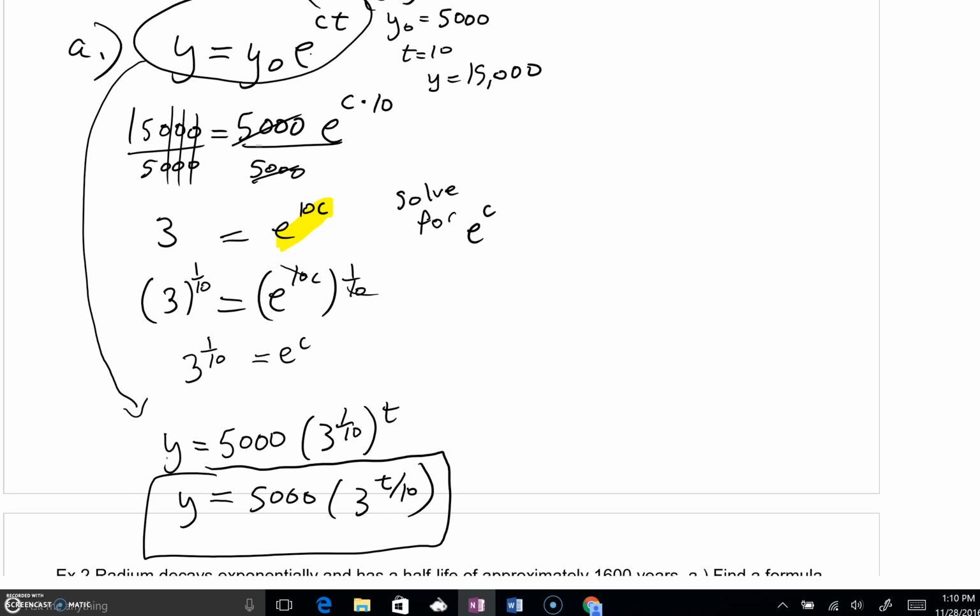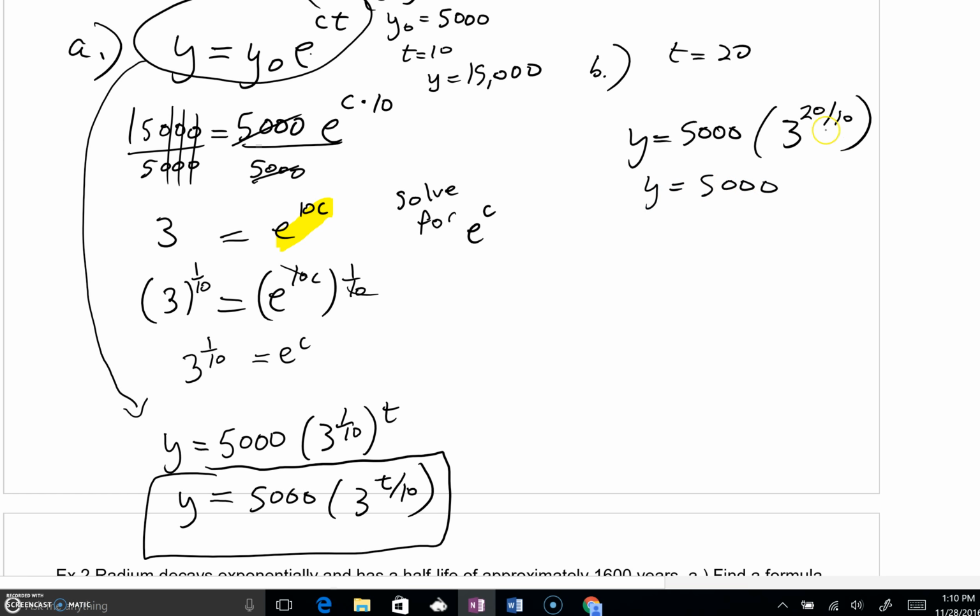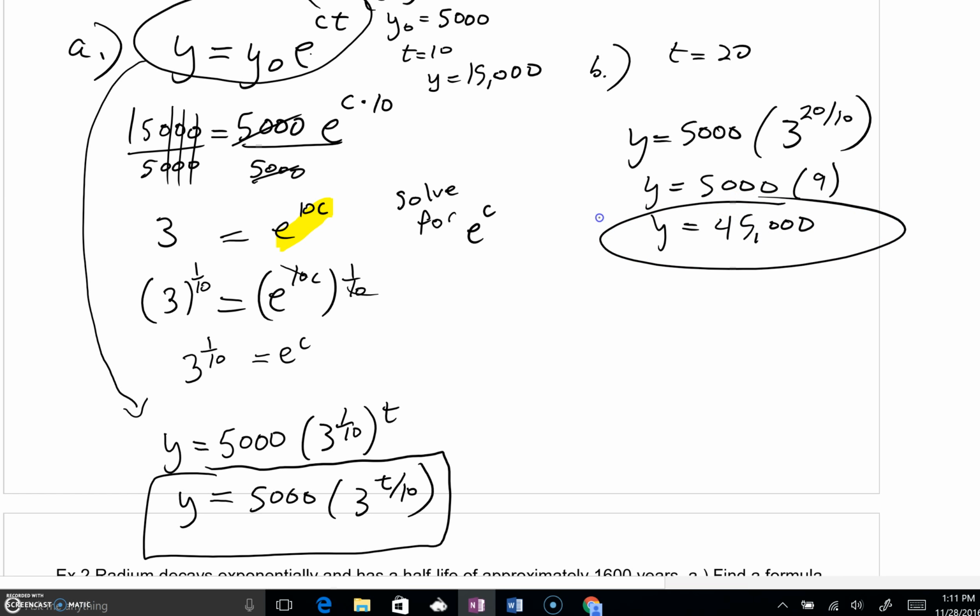So as we continue on, as we look at part B, they're saying, well, estimate what's happening at 20 hours. Well, plain and simple, you're just going to have to plug in 20 all over 10. Look at that. That just becomes 3 squared. You think about it, and 3 squared is just a 9. You'd get 45,000. That would be your estimate at the end of 20 hours.